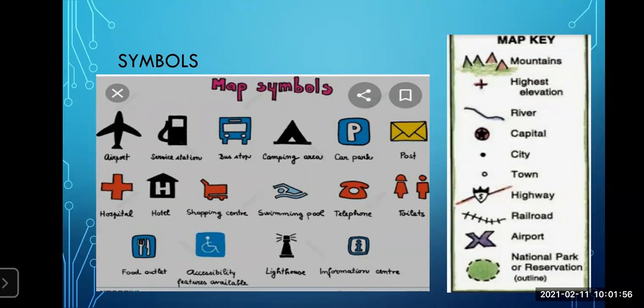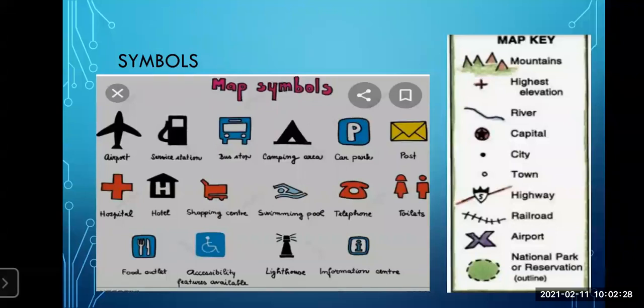Now, in the map key, mountains are shown over here. Now these mountains are shown, even you can understand looking at the picture, like this is a mountainous area. Where you want to show the mountainous area, you're going to show it by this type of mountains. Then highest elevation means what? Height from the base to the top, that is called the elevation. So the highest elevation can be shown.